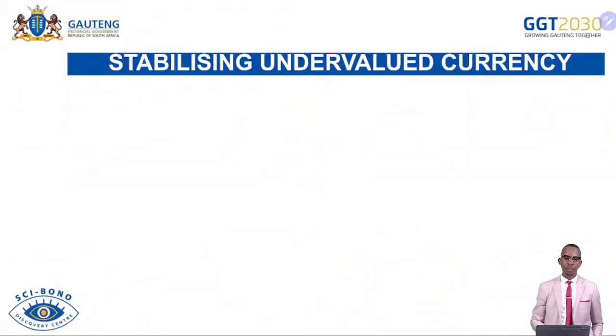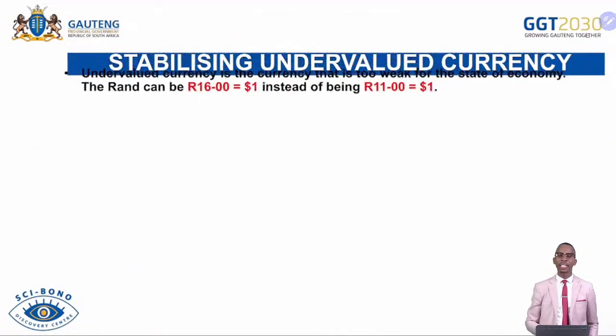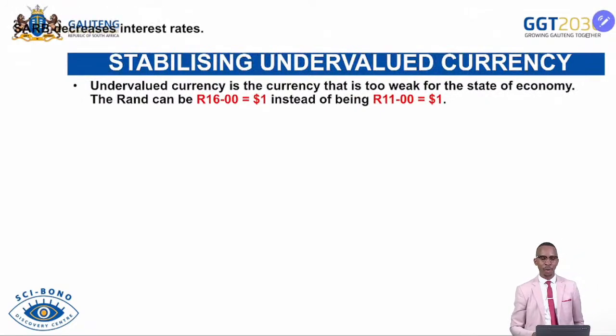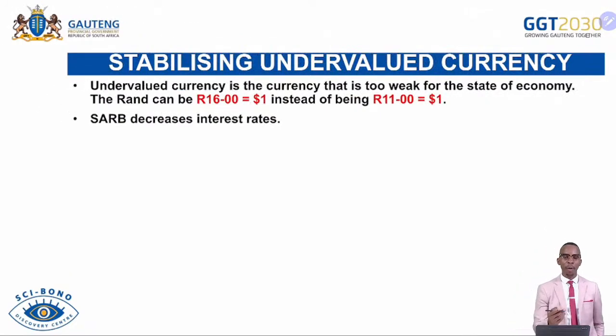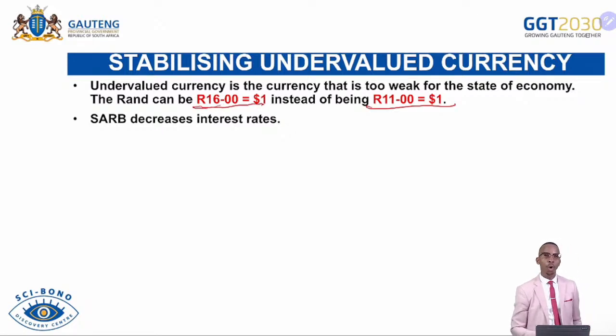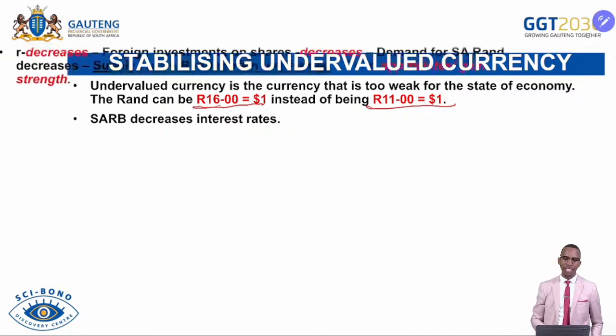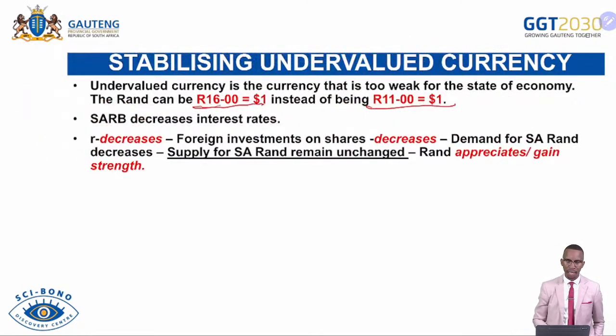Stabilizing the undervalued currency. Remember, undervalued currency is the currency that is too weak for the state of the economy. Maybe our rand equals 16 rand to $1 instead of being 11 rand to $1. So oppositely, decrease interest rate to discourage those investors. If ever you decrease interest rates, there will be less investors on shares, and then the demand for rands will decline. As a result, the supply of rands remain constant, and the rand will appreciate because the demand has declined.